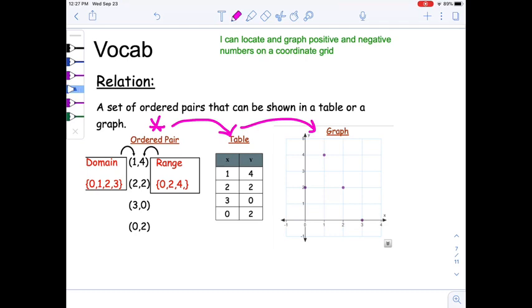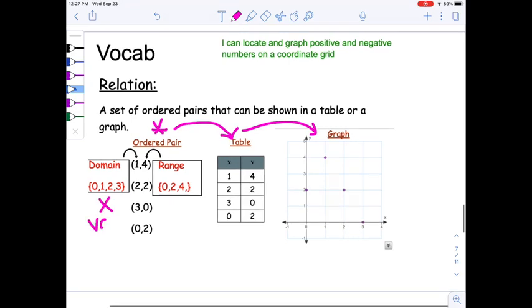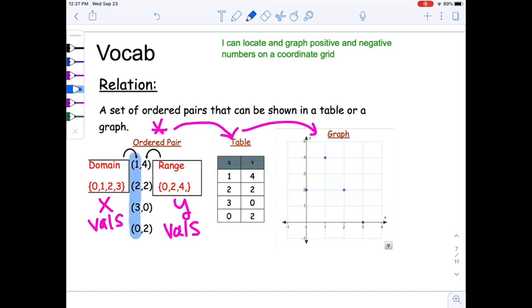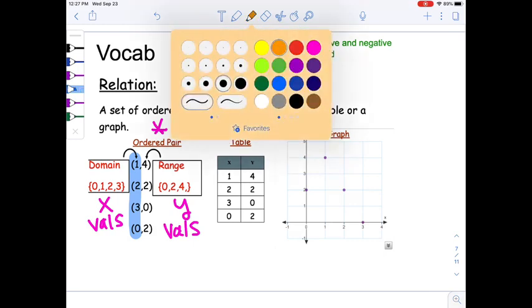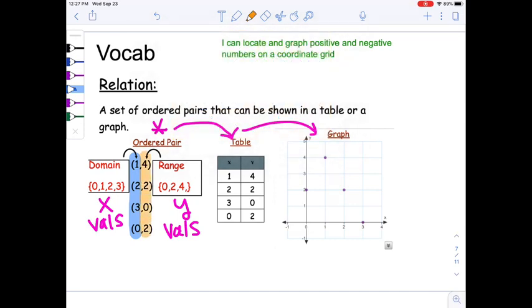So the biggest thing here is domain and range. Domain is all of our x values. The range is all of our y values, and we write those in order from least to greatest. So as you can see here, our x values are 1, 2, 3, 0. Writing that from least to greatest is 0, 1, 2, 3. Our y values are 4, 2, 0, 2. When we're doing domain and range, we don't need to repeat numbers. So since there's 2 2s, we only have to write that 2 one time. So our range would be 0, 2, 4.